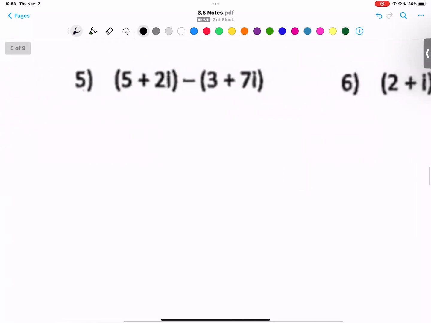Okay. Now number 5, we have our real part, which is 5 minus 3, which gives us 2. And then our imaginary part is 2i minus 7i, which is going to give us -5i.